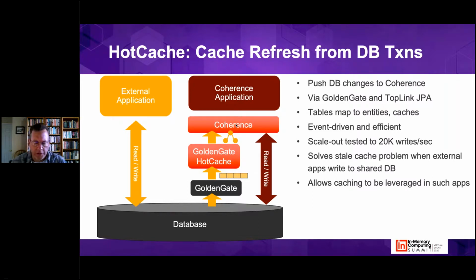So we can get essentially a callback every time there's a database transaction that affects a cached object. We use JPA, so we map tables to entity types to caches, and then we map the table's primary key to a cache key, an entity ID. And so when we see that there's a write that's happened in a database, we go find the right object in the right cache and we apply the update.